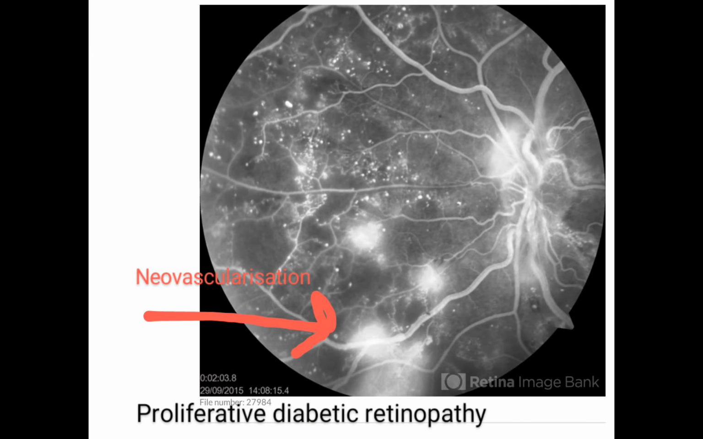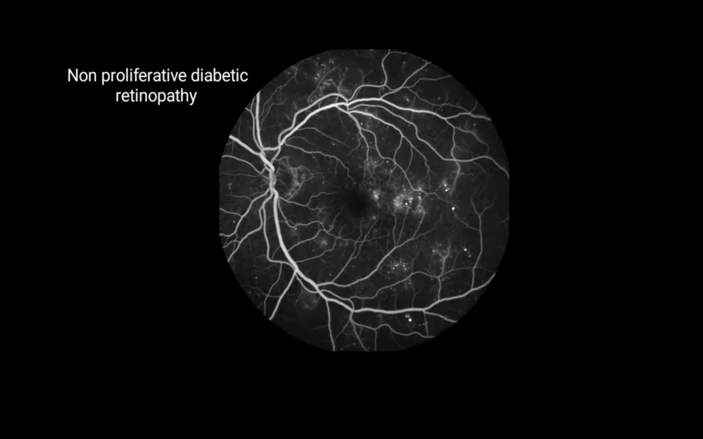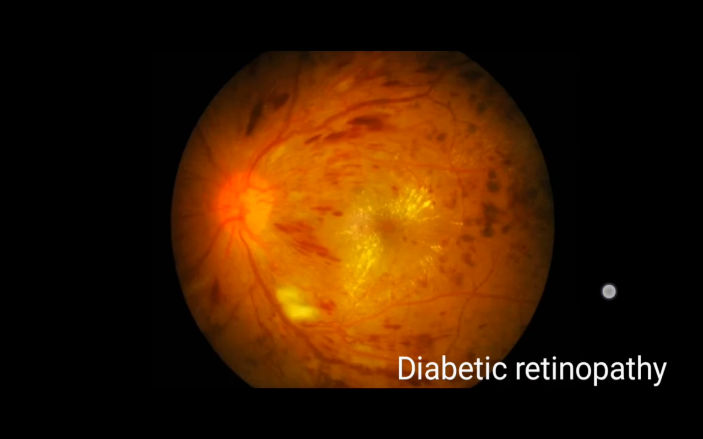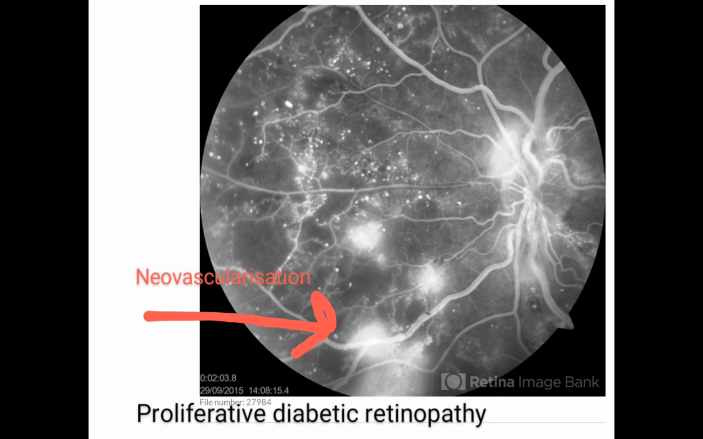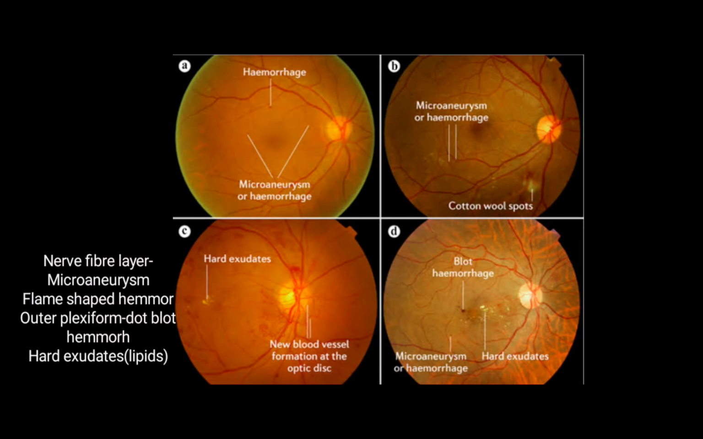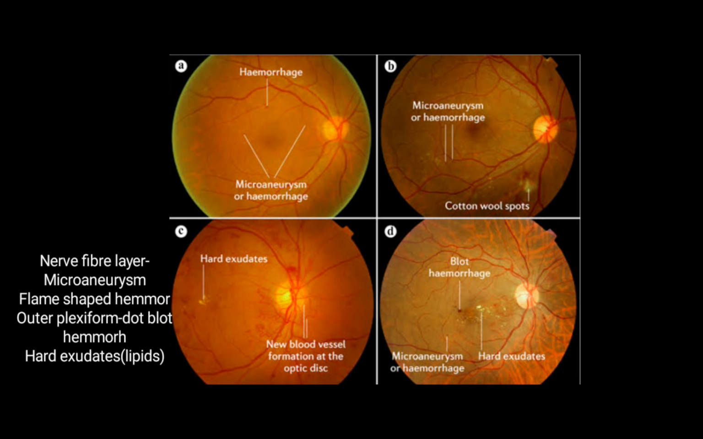Then the next images are of proliferative diabetic retinopathy, non-proliferative, and fundus images, and these are all images of diabetes. So first we will see this image. These are the fundus images. In diabetes, basically we see 4 types of lesions. The first 2 are in the nerve fiber layer and 2 are in the outer plexiform layer. In the nerve fiber layer, we will be seeing microaneurysms and flame-shaped hemorrhages. And in the outer plexiform layer, we will be seeing the dot and blot hemorrhages and hard exudates.